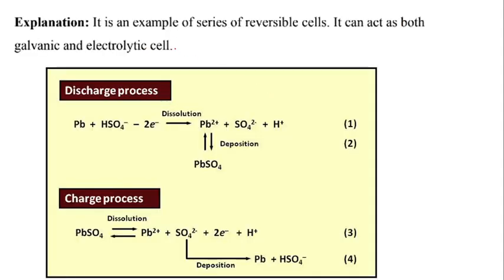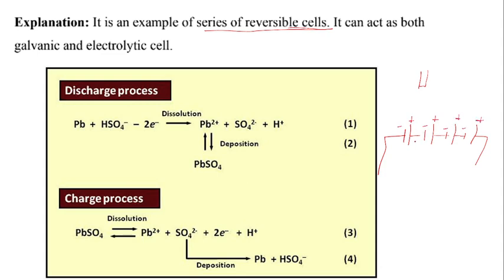This is the explanation of this question. It is an example of series of reversible cell. So what will happen in your lead acid battery? Suppose this is one battery, and the batteries are connected like that: minus plus, minus plus, minus plus, minus.